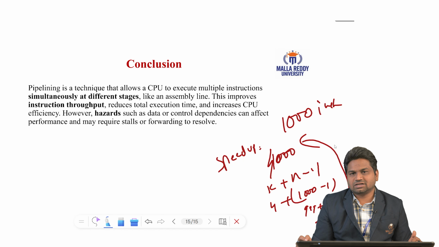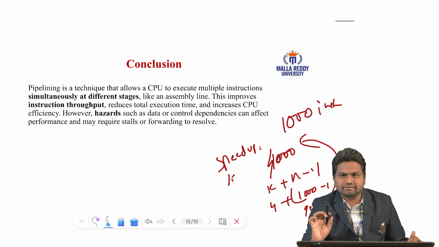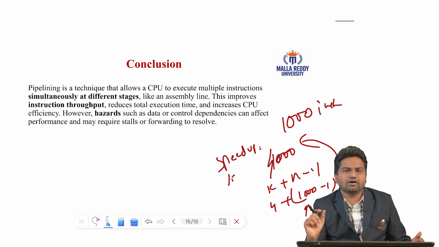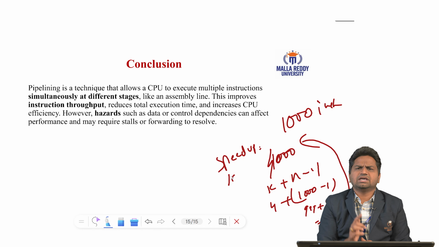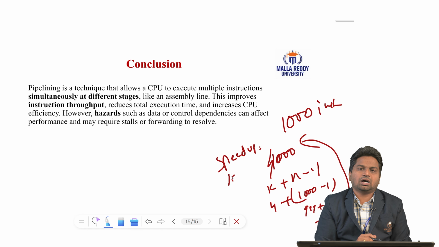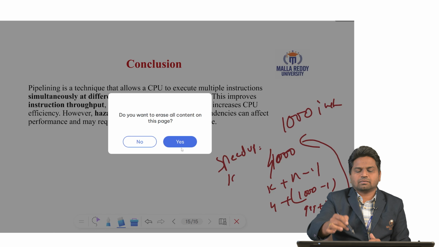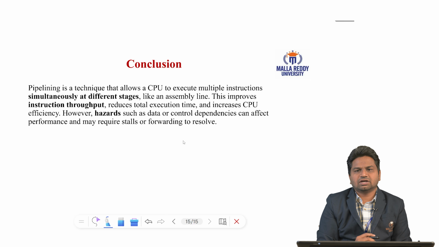So 4 times faster. And one more point you have to remember: while implementing this pipeline, each instruction takes only 1 unit of time. That is the main goal of the pipeline. With the help of pipelining and stages, we are effectively implementing parallel processing, and executing all the instructions concurrently. So thank you so much.